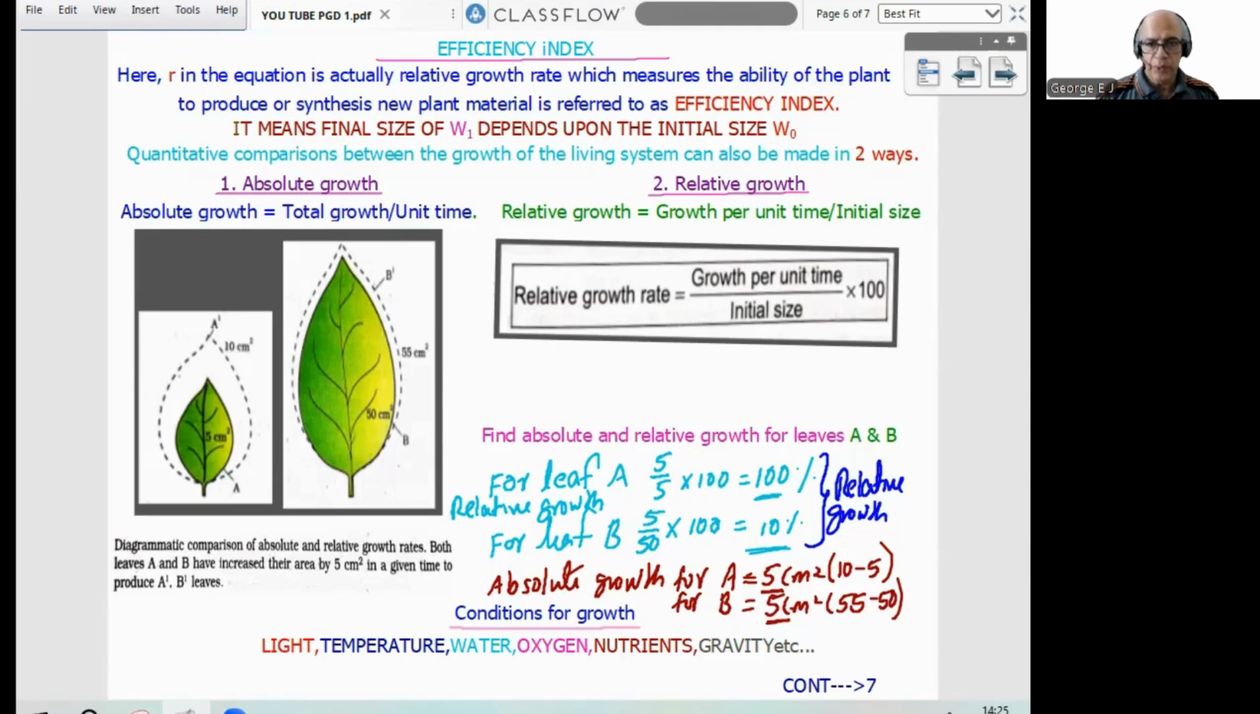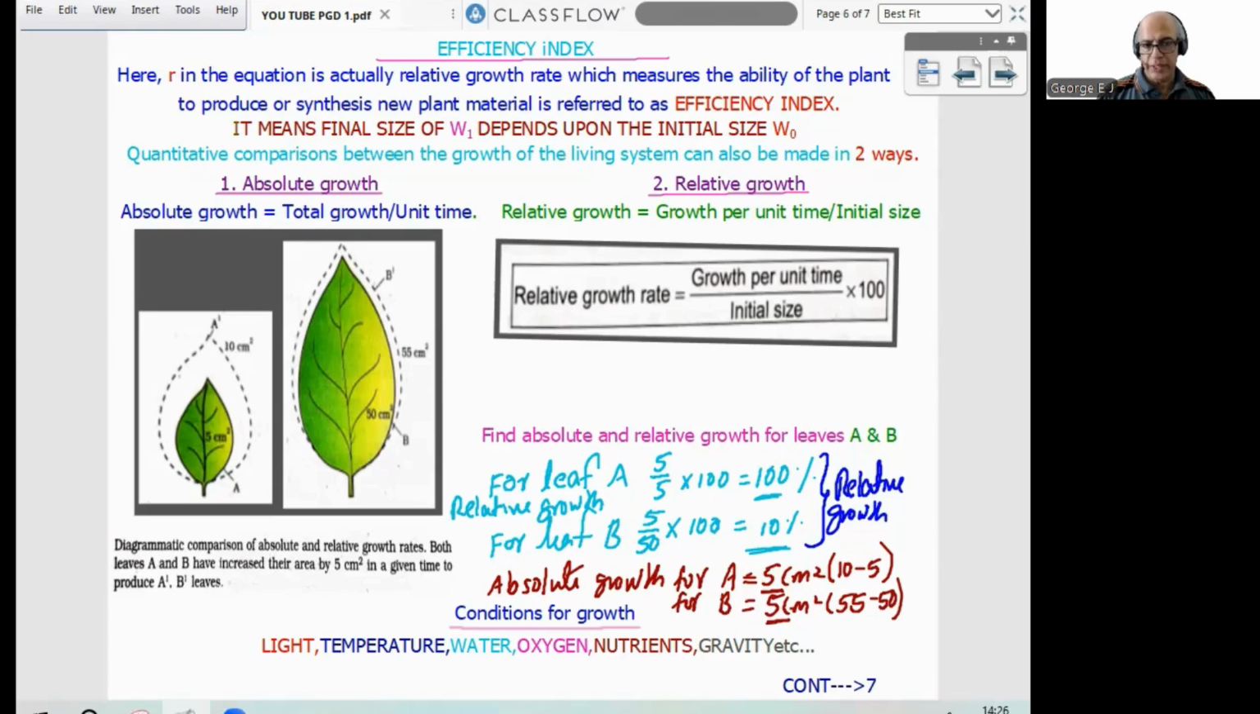Now we have to take relative growth. For relative growth, the formula is growth per unit time divided by initial size. What will be the relative growth for leaf A? Growth per unit time is 10 minus 5, that is 5. Initial size of leaf A is 5. So 5 divided by 5 into 100 is 100%. For leaf B, growth per unit time is 55 minus 50, that is 5. Initial size is 50, so 5 by 50 into 100 is 10%.